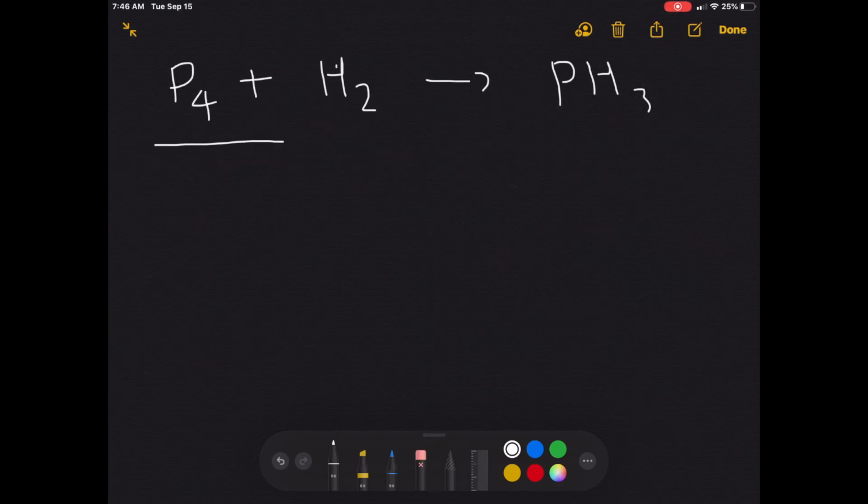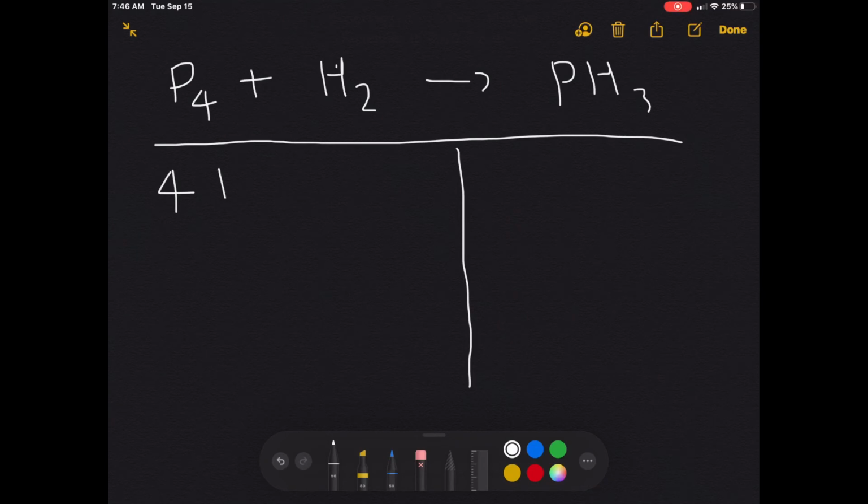So once again, you want to draw a T-chart and count how much of each element you have on each side. So you have 4 phosphorus, 2 of hydrogen. Now on the right side, we have 1 of phosphorus, and we have 3 of hydrogen. So what we want to do is, since there's 4 of phosphorus on the left side, we want to balance it out with the one on the right.